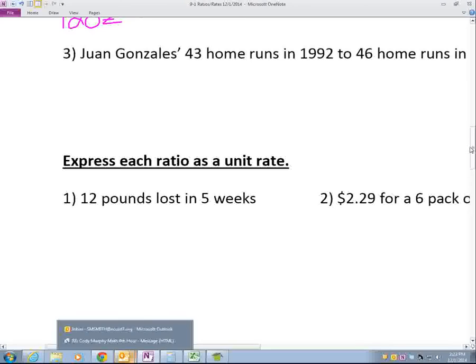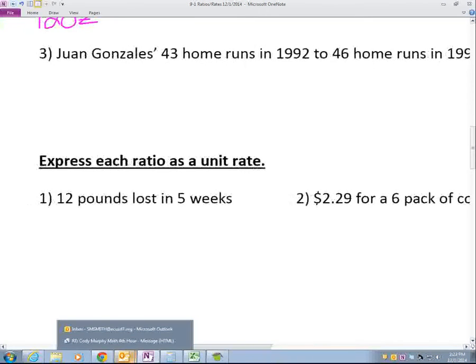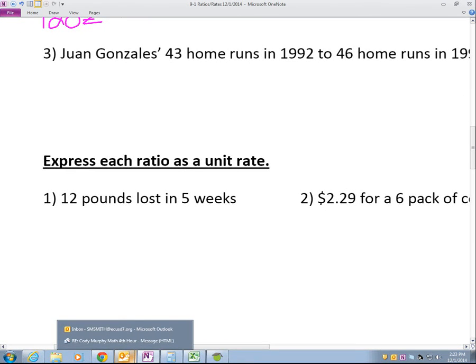Juan Gonzalez had 43 home runs in 1992 and 46 home runs in 1993. I just need to pull out the information here. The info from this, I have 43 to 46. What's that going to look like?